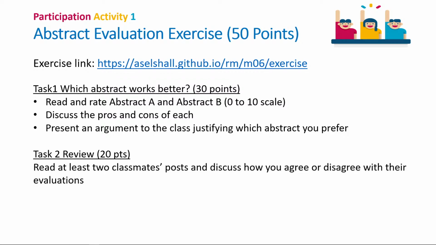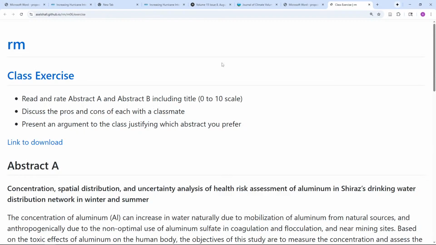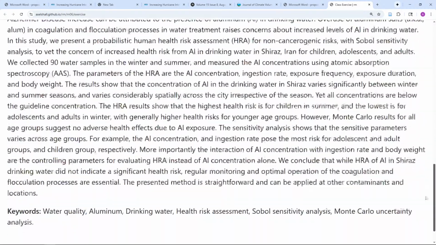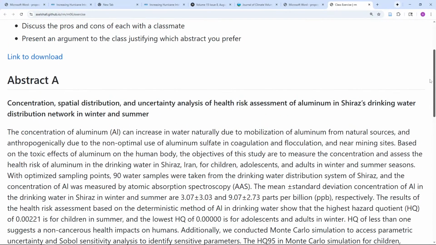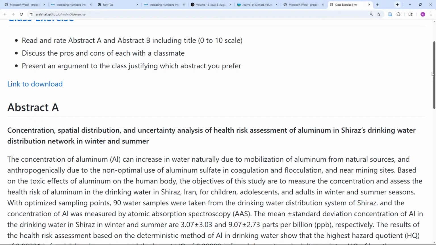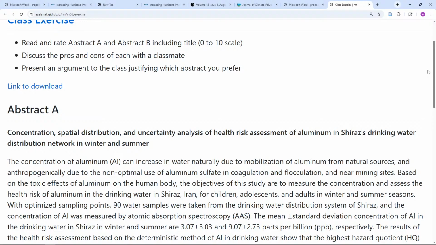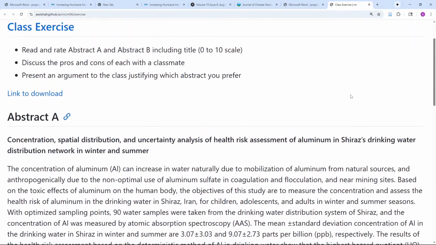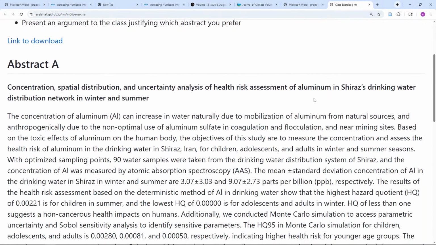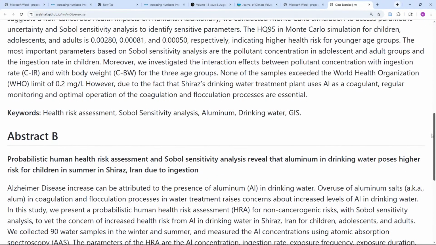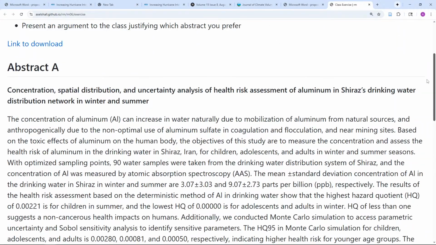Given what you have learned so far, I want you to go to this exercise here. You have an abstract, this is abstract A, and this is abstract B. One of these abstracts, I'm not going to tell you which one, was written by a graduate student, and the other abstract was written by the faculty member who's supervising this graduate student.